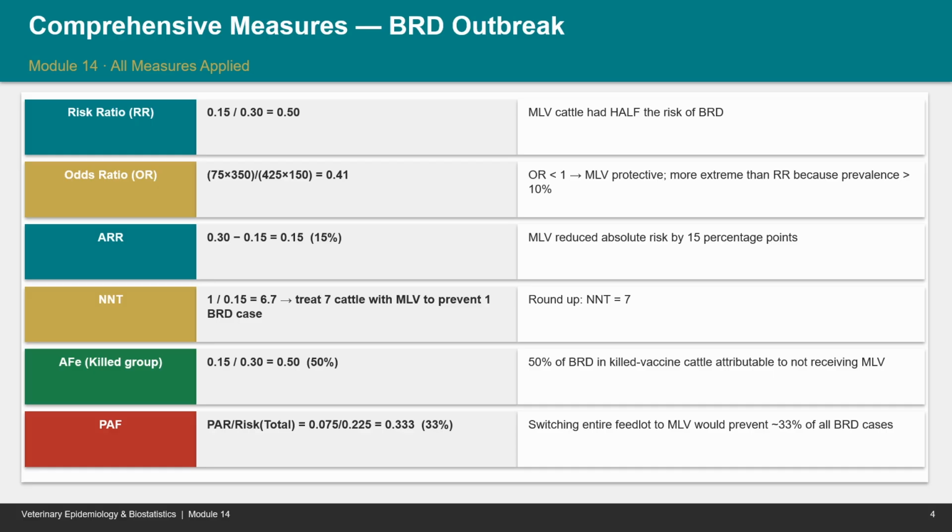The number needed to treat is 6.7, which we round up to 7. Vaccinate 7 cattle with MLV instead of killed vaccine to prevent 1 case of BRD. The attributable fraction among the exposed, the killed vaccine group, is 50%, meaning half of BRD cases in that group are attributable to not receiving the modified live virus. And the population attributable fraction is 33%. Switching the entire feedlot to MLV would prevent about 1/3 of all BRD cases.